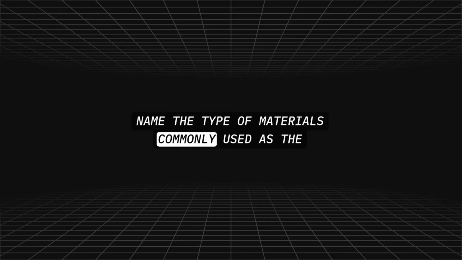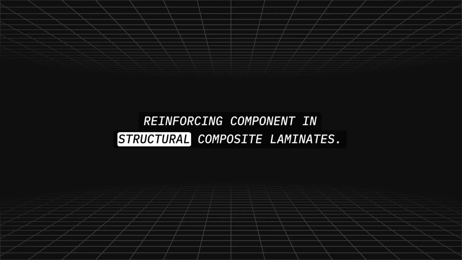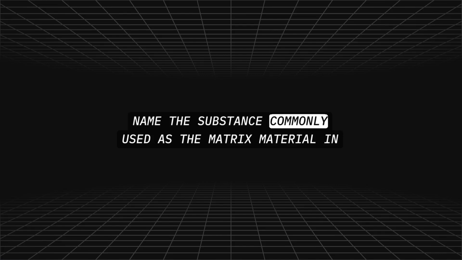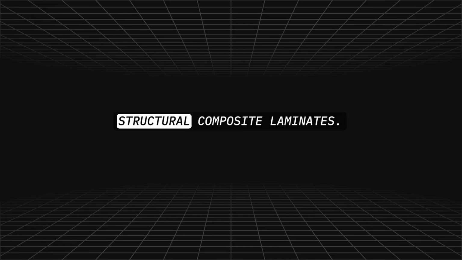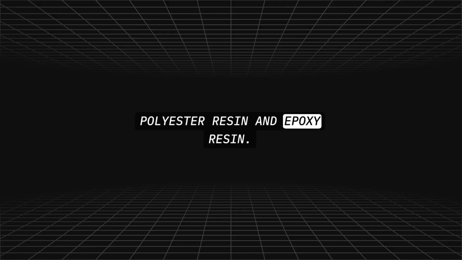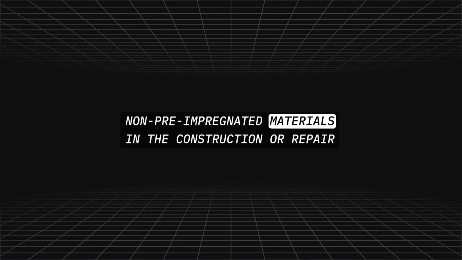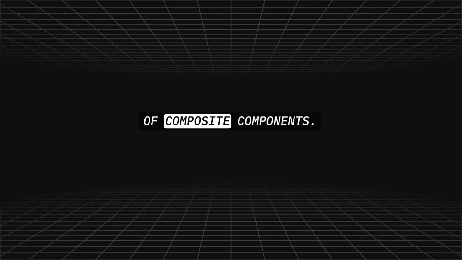Name the type of materials commonly used as the reinforcing component in structural composite laminates. Kevlar, fiberglass, or graphite. Name the substance commonly used as the matrix material in structural composite laminates. Polyester resin and epoxy resin. Name one advantage of using pre-impregnated materials over non-pre-impregnated materials in the construction or repair of composite components.